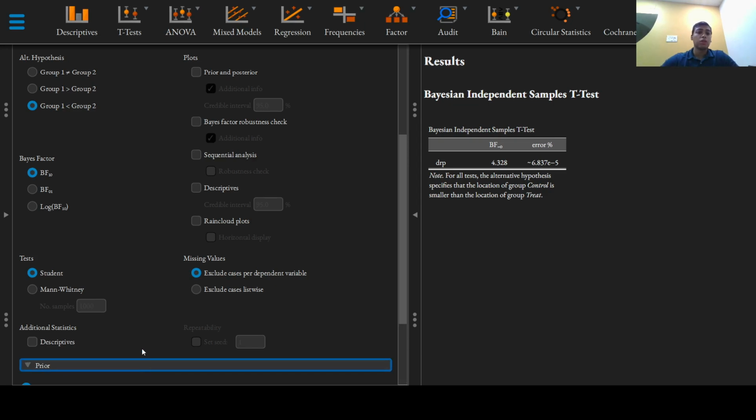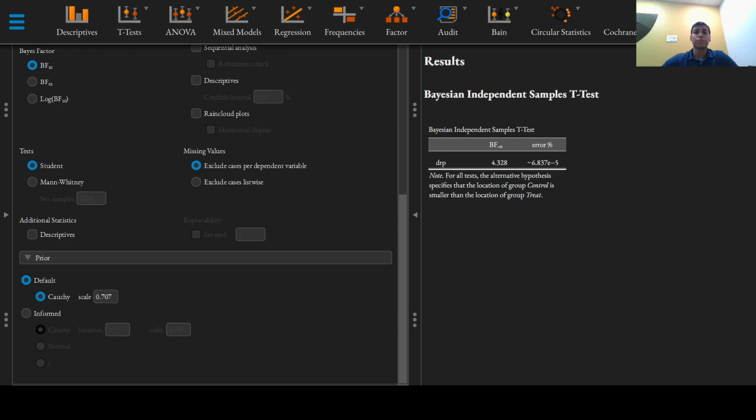Now, dropping down to the prior section, if we had relevant background knowledge or information about the size of the effect, we could incorporate the value here. But in this case, since we don't know the effect size for this study, we will leave it at the default value of 0.707 for the scale.